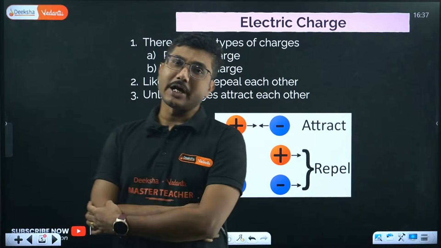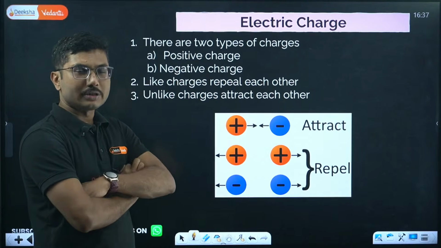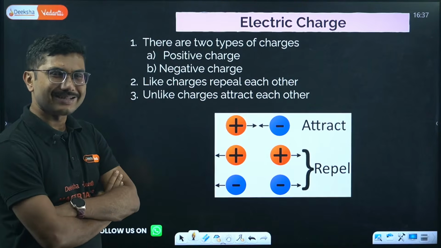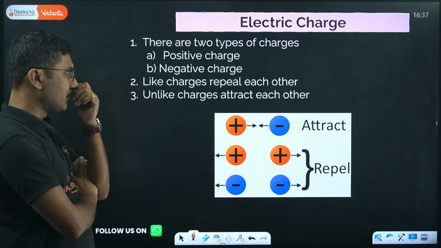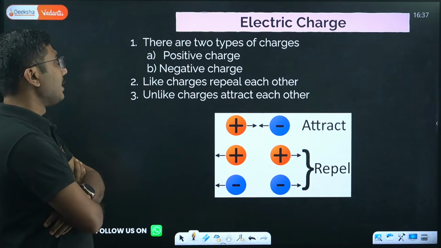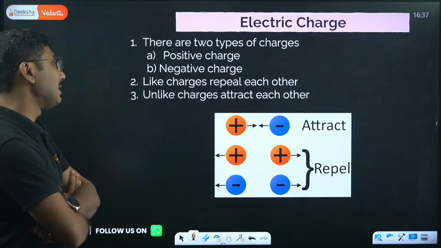So positive charge may not be a single proton. Positive charge can also be due to a smaller number of electrons. We will come to that in our next part. Okay, so there are two types of charges, positive charge and negative charge.